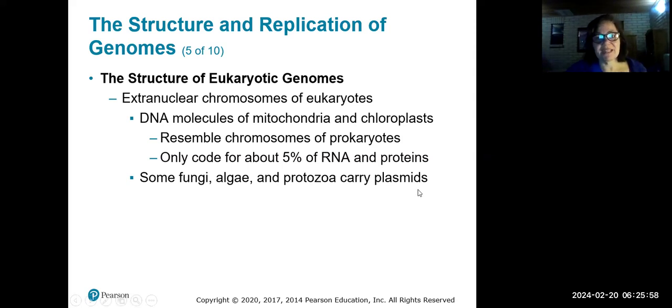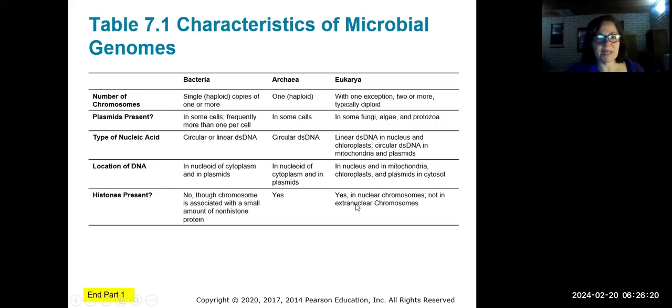And here's a fun fact. Those plasmids, those extra little rings of DNA not contained in a mitochondrion or a chloroplast, can be found in some other eukaryotic organisms. Some fungi, some algae, and some protozoa have their own plasmids. That's fun. All right, so here's a summary table and our last slide for this section.